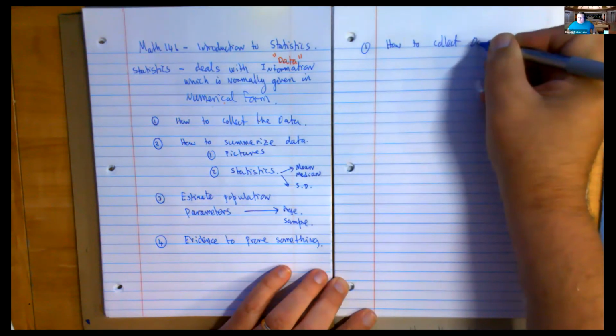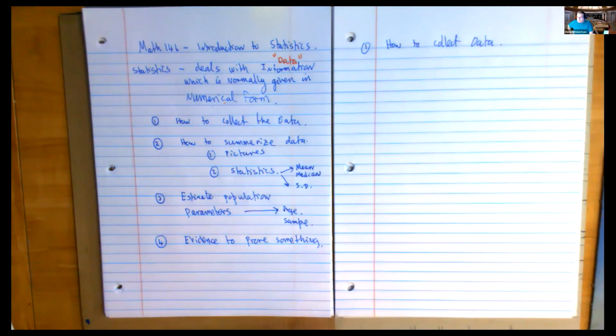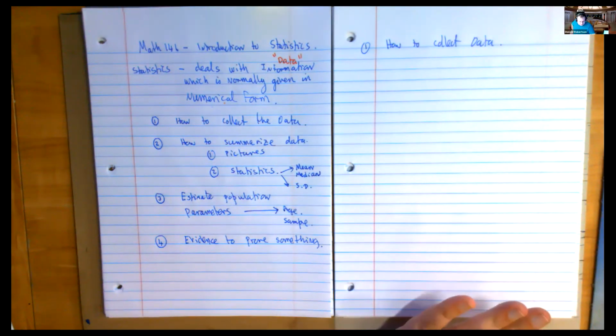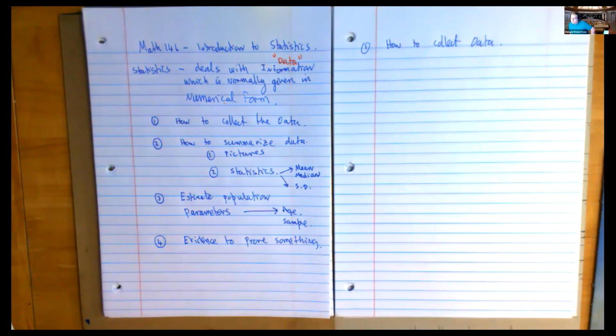Seems like a pretty straightforward thing. I want to find out some information. I want to find out what your favourite colour is. I want to find out how old you are. I want to find out who you're going to vote for in the next general election. I want to find out what your opinion of abortion is. Whatever it is, there's a question that you're trying to collect some data on, and so you have to look at how you collect that data.